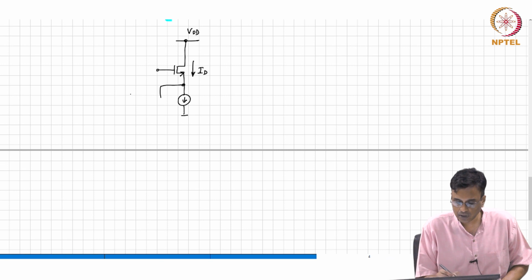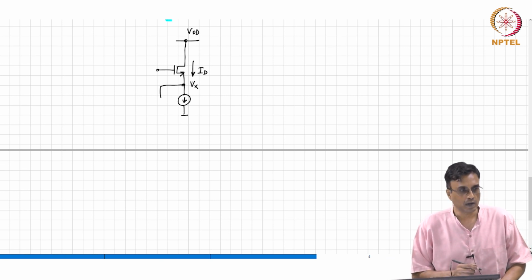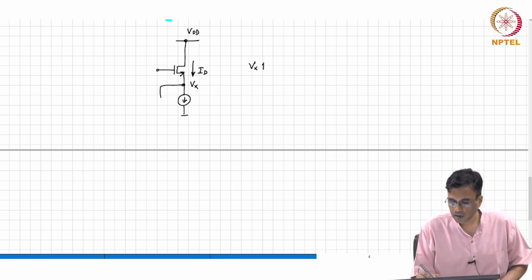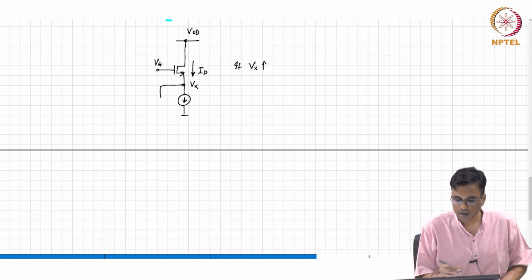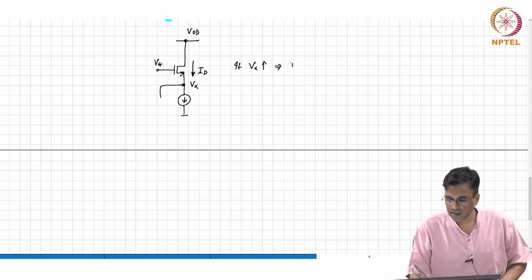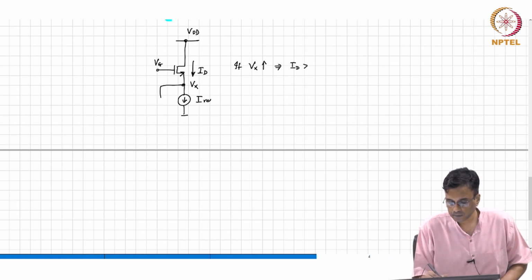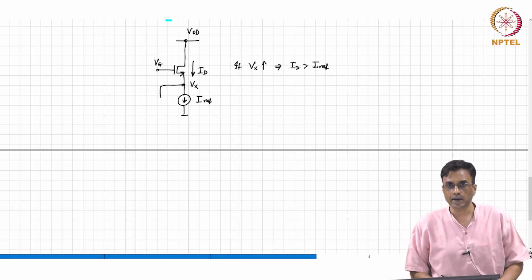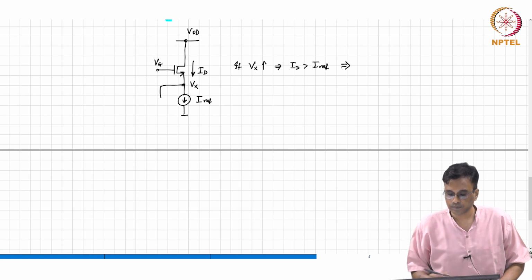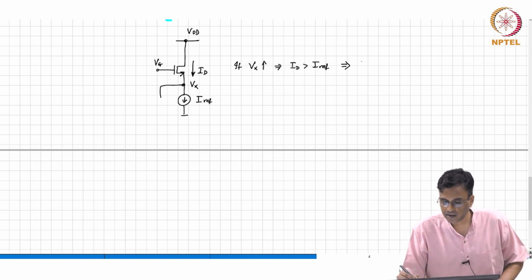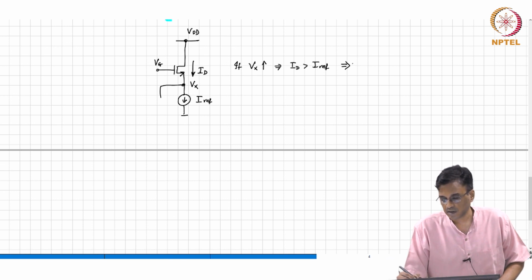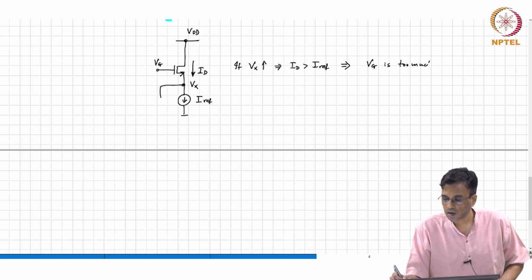And we monitor that potential. Let us call this Vx. We compare, if Vx is going up, what does it mean? This means that ID is greater than IRF, correct, which then implies that VGS is too large, which means Vg is too much, therefore you must reduce Vg.